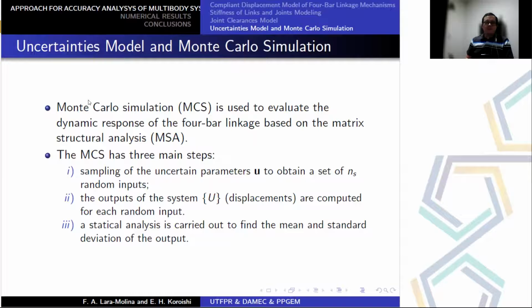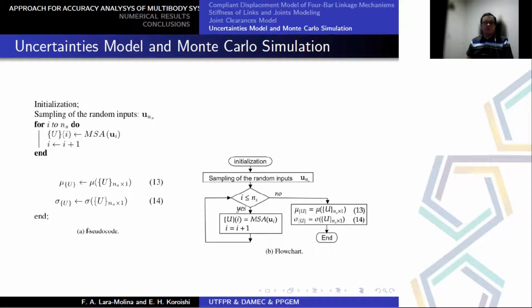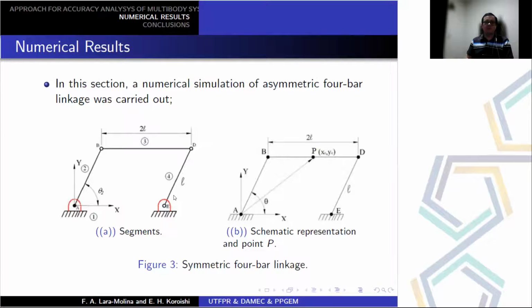And the Monte Carlo simulation has 3 main stages. First, the uncertain inputs are sampled. Then the response of the mechanism is computed for each uncertain input. And finally, a statistical analysis is applied to compute the uncertain response. In this diagram, we observe the numerical method applied to compute the response.